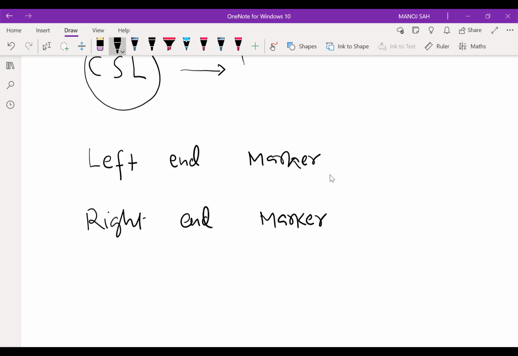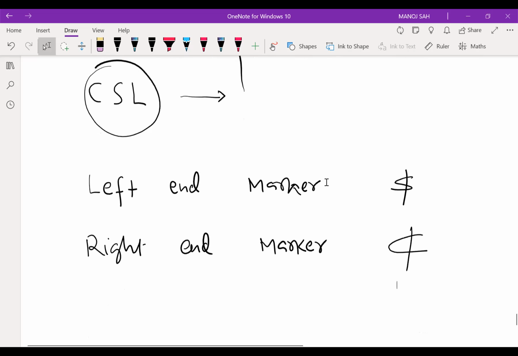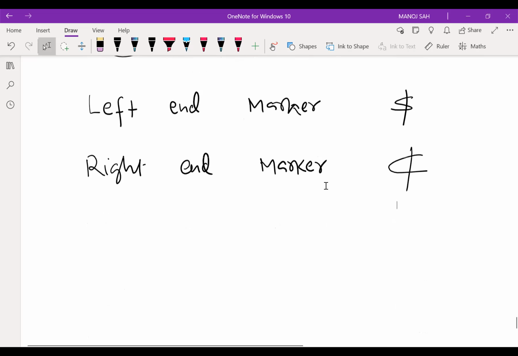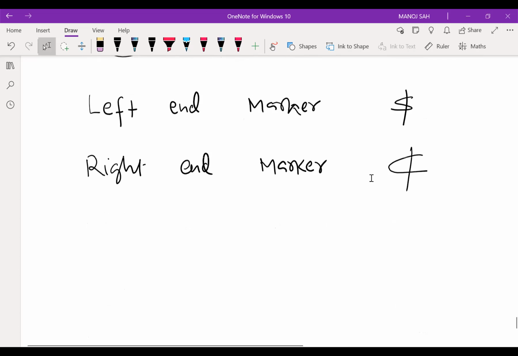The left end marker is denoted by dollar, and the right end marker is denoted by a similar symbol. The LBA is a restricted non-deterministic Turing machine, and what a Turing machine is, we will see in another video. So the LBA is a restricted non-deterministic Turing machine with the following two operations. In terms of mathematical representation, linear bounded automata is a mathematical representation of CSL. In terms of the Turing machine, there is a left hand marker and a right hand marker, and we will denote them using these symbols.